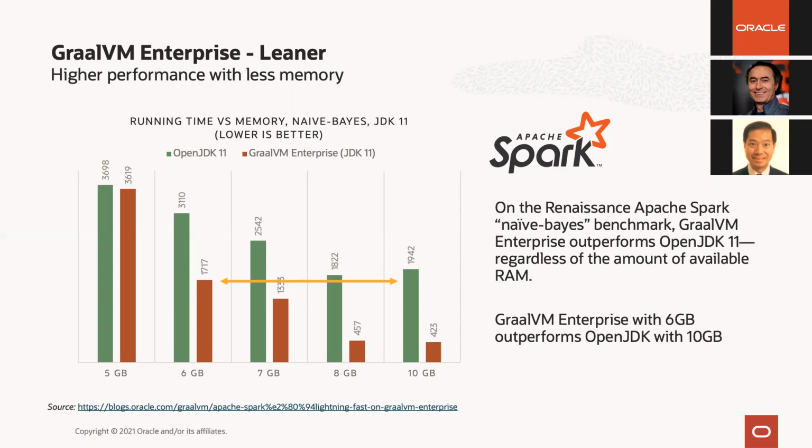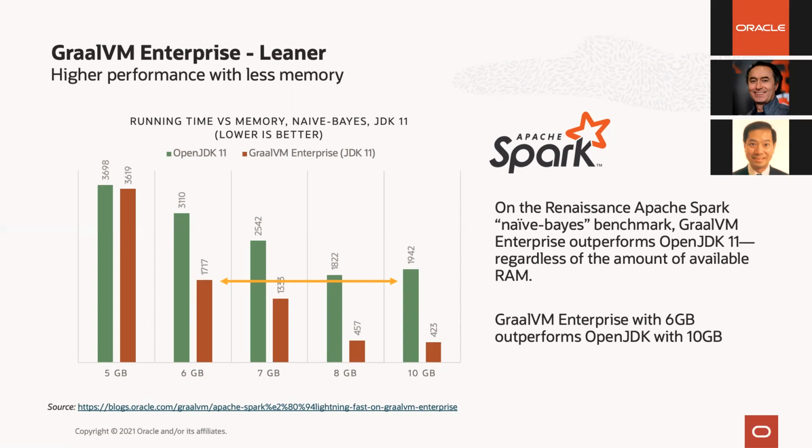But then if you look at 10 gigabytes, if we gave this benchmark 10 gigabytes, OpenJDK does improve. If you give more RAM to your JDK, it will improve the performance. HotSpot will get better. But GraalVM improves significantly also. But what's key about this is, if you look at the 6 and 10, GraalVM at 6 gigabytes still exceeds the performance of OpenJDK given 10 gigabytes. So that's a significant reduction in memory consumption.